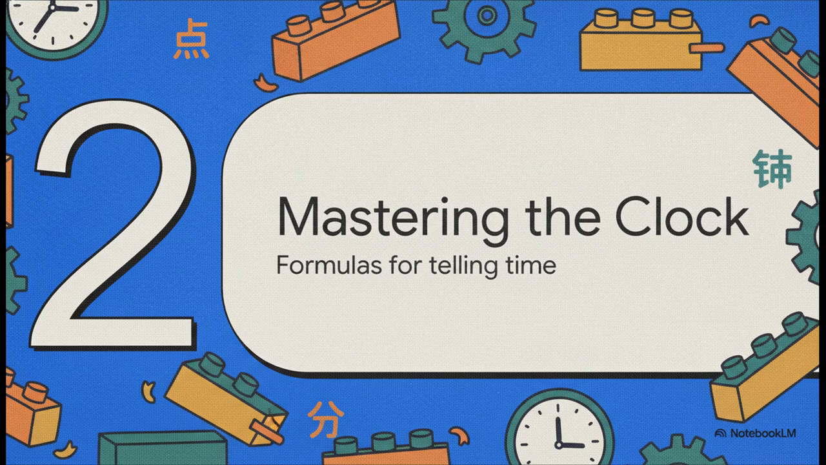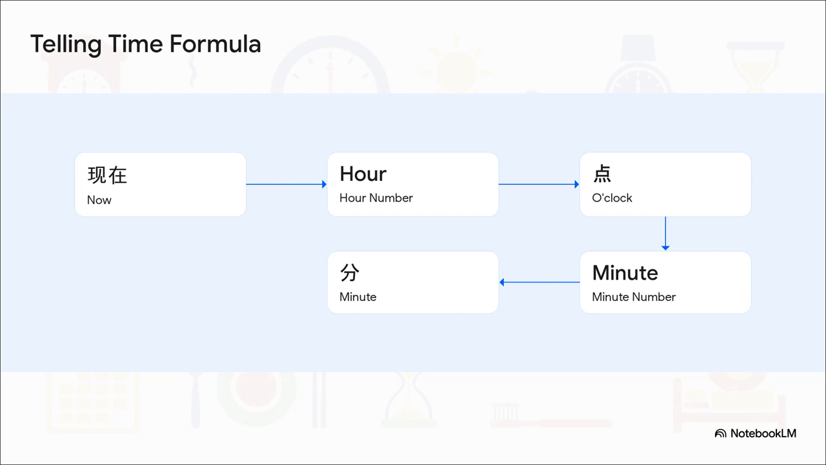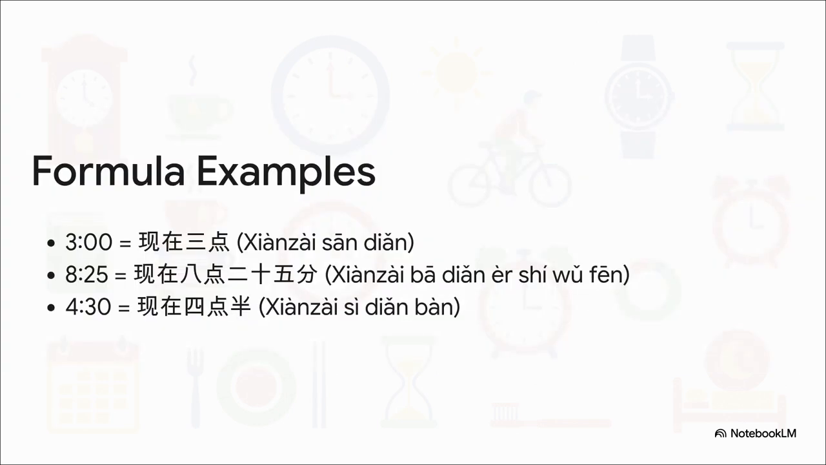We're snapping the pieces together into formulas. Telling time in Chinese is just this brilliantly simple modular formula. You really just follow the steps. Start with 现在 for now, add your hour number, say dian, and then, if needed, tack on the minute number and fen. It is pure, straightforward logic. In practice, it's just plugging in the numbers. Like 3 o'clock is just 现在3点, now 3 o'clock. For 8:25, we follow the formula all the way through. 现在8点25分, and for 4:30, we easily swap out the exact minutes for ban, meaning half, to get 现在4点半. It's like building with Legos.